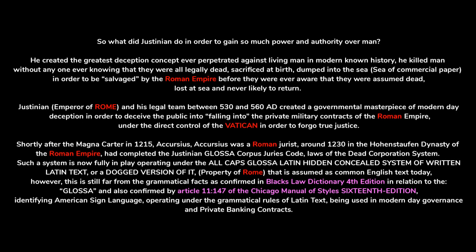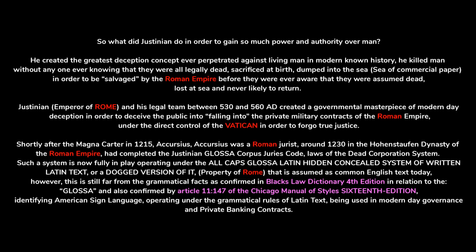of commercial paper in order to be salvaged by the Roman Empire before they were ever aware that they were assumed dead, lost at sea and never likely to return. Justinian, Emperor of Rome, and his legal team between 530 and 560 AD created a governmental masterpiece of modern-day deception in order to deceive the public into falling into the private military contracts of the Roman Empire, under the direct control of the Vatican in order to forego true justice.